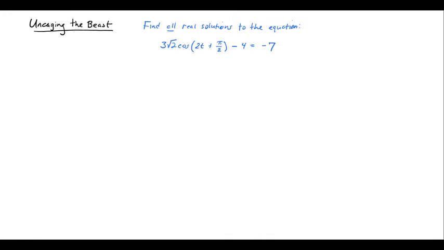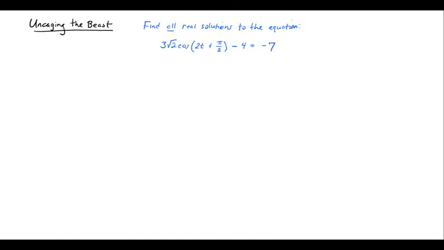And the beast, of course, in this video is this rather unpleasant looking equation I put here for us to solve. Okay, so we want to find all real solutions t that satisfy this equation. 3 square root of 2, whoever came up with this, 3 square root of 2 times cosine of quantity 2t plus pi over 2 minus 4 equals negative 7. Okay, so we're gonna work through this step by step.